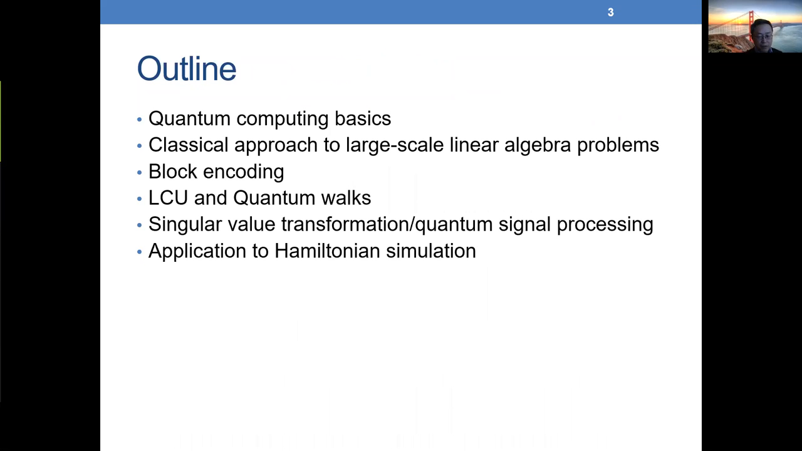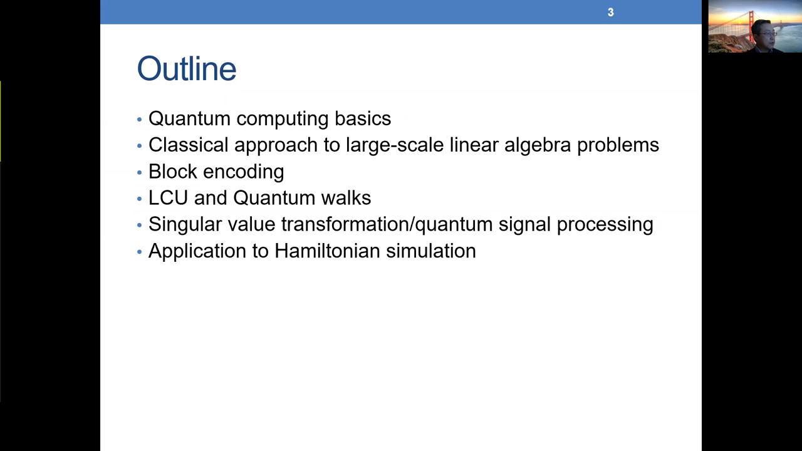So here's the plan for today. I will start by talking about some basics of quantum computing from a linear algebra perspective. Then I'll talk a little bit about classical approaches to solving large scale linear algebra problems. And then I will point out the difference between quantum and classical, and why quantum is superior in some regard.